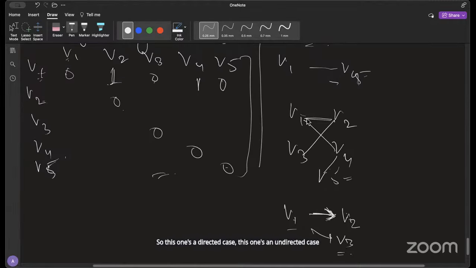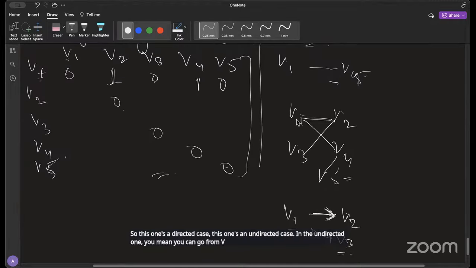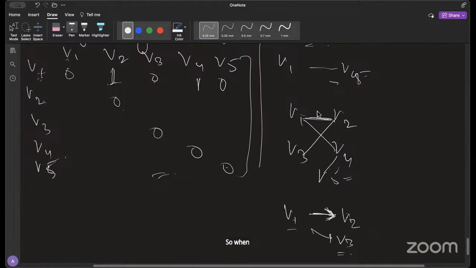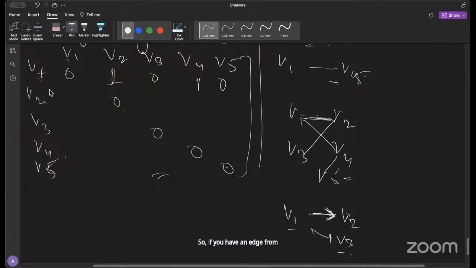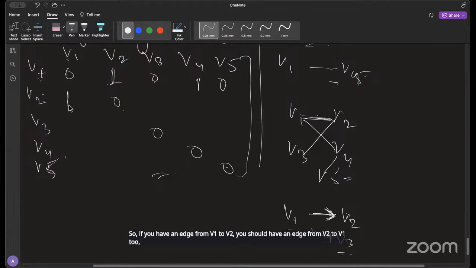In an undirected one, you can go from V1 to V2 and V2 to V1. So when there are no directions, we automatically mean that it's directed in both ways. Like in friendships: V1 is a friend of V2, V2 is a friend of V1, right? So if you have an edge from V1 to V2, you should have an edge from V2 to V1 too, right? So we'll have a 1 here.